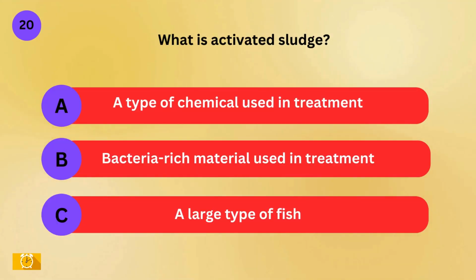What is activated sludge? A type of chemical used in treatment. Bacteria-rich material used in treatment. A large type of fish.